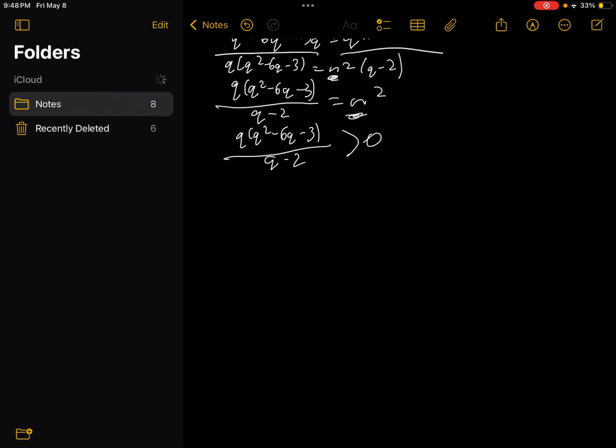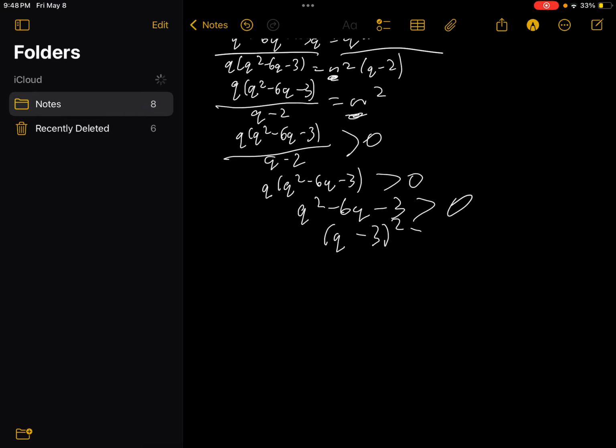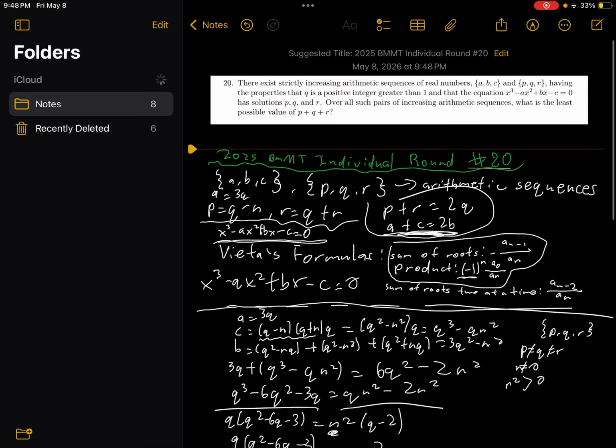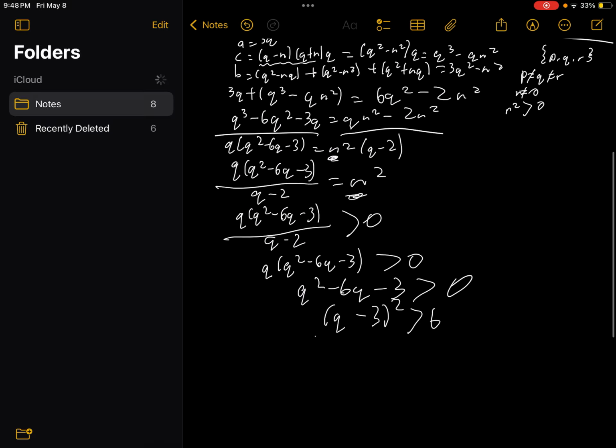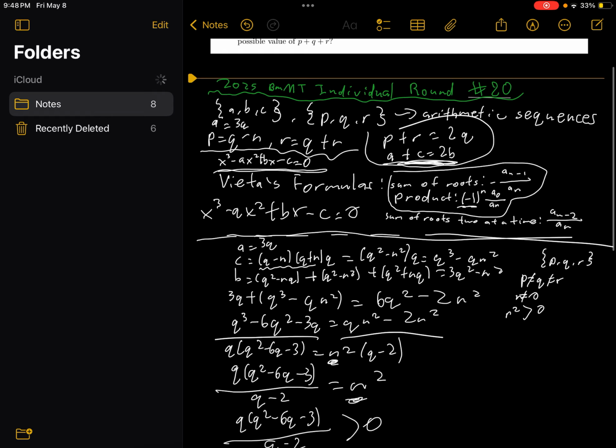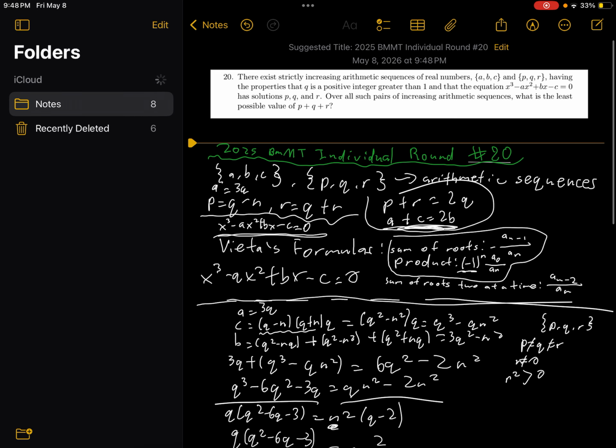And then we can multiply both sides by q minus 2 to get rid of the denominator. So q times q squared minus 6q minus 3 is greater than 0. Now divide both sides by q, so q squared minus 6q minus 3 is greater than 0. Now let's complete the square. So completing the square gives q minus 3 squared is greater than 6. So now what? Now that we already got here, all we have to do is find out what the question's actually asking for.